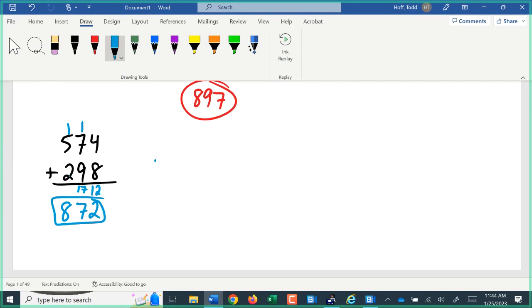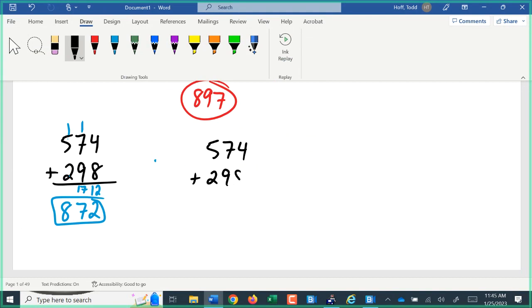Now, this process of carrying is actually just one way of adding numbers. It's been the most popular over the last couple hundred years, but there are a lot of other ways that we can add numbers and get the same result. One of them would look like this.